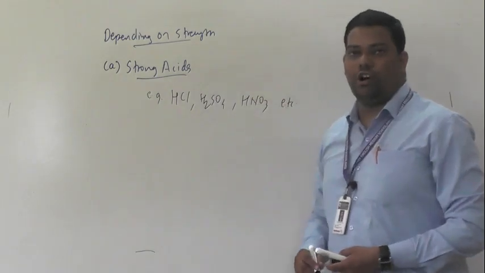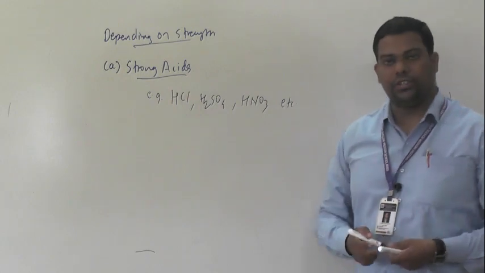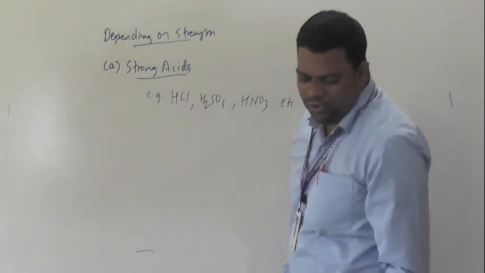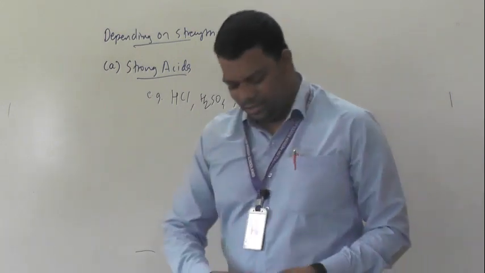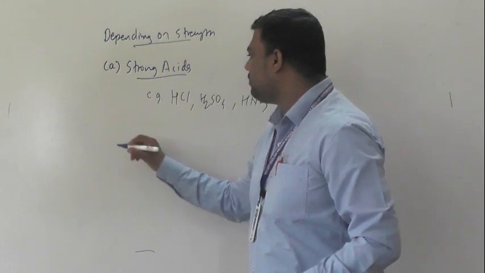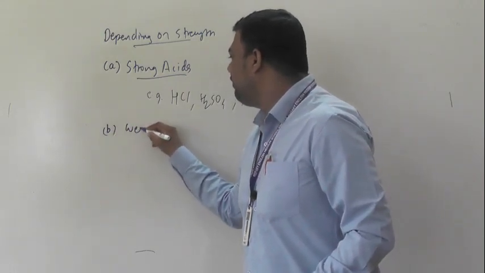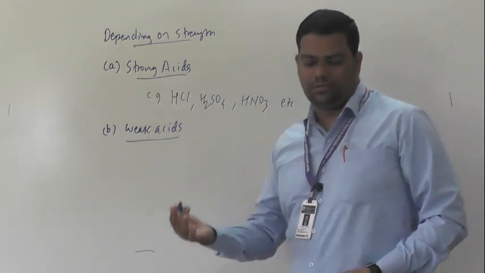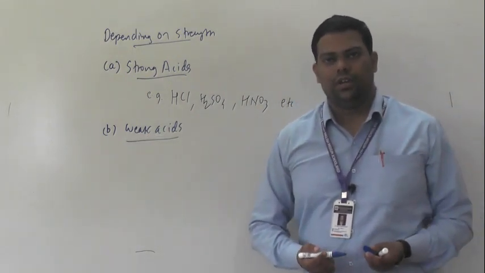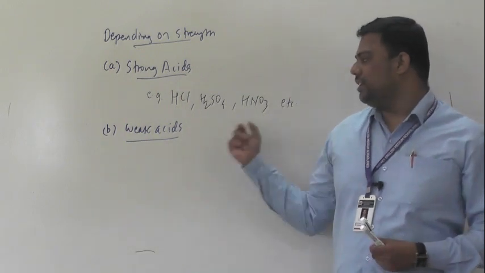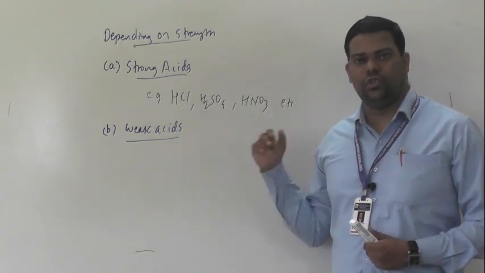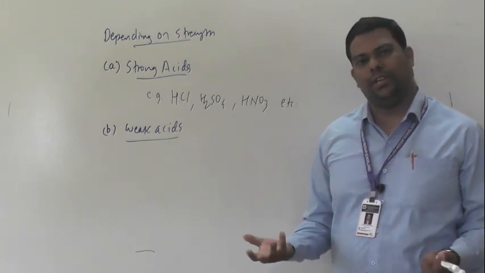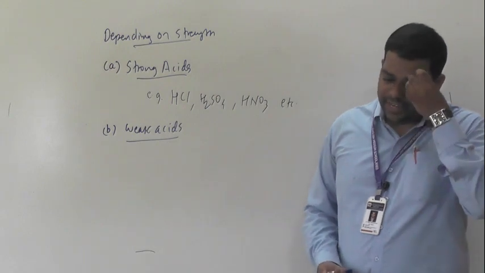Strong acids are completely dissociated, completely ionized in that solution. Okay, so we will move towards small b, the reverse of that: weak acids. How can we define this? Yes, they are partially ionized in solution, giving a low concentration of H3O+ ions simply.